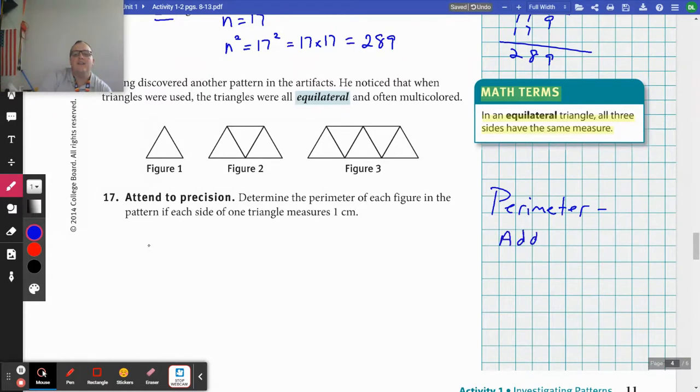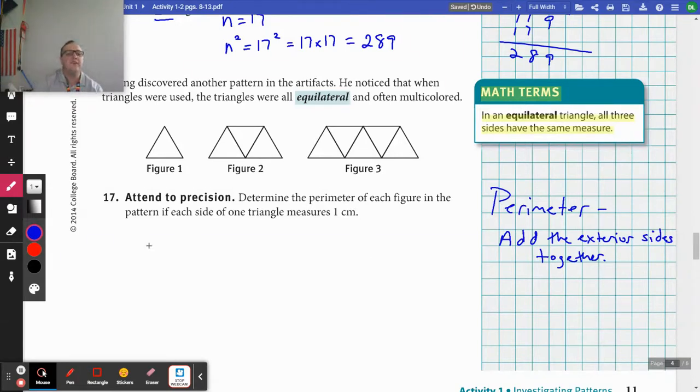You add the exterior sides together. You add the exterior sides together, right? So you add all the sides up.